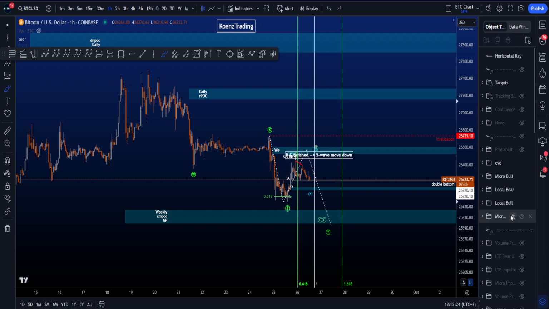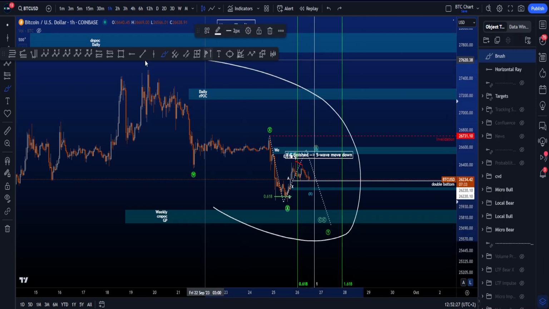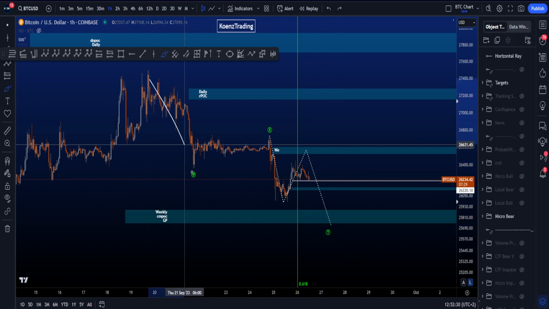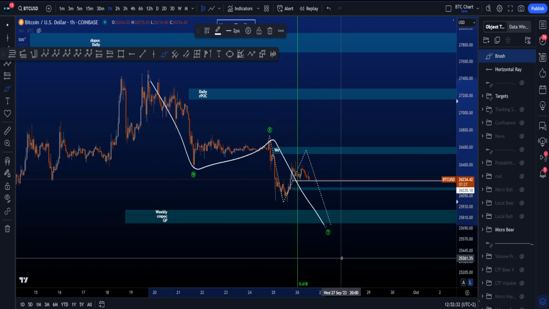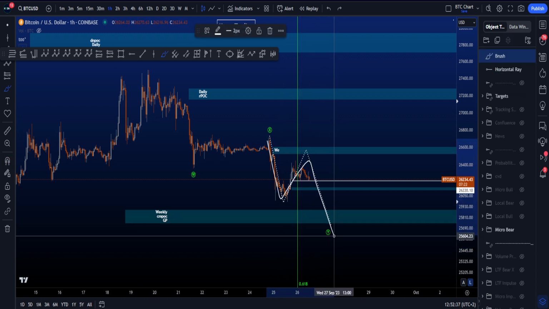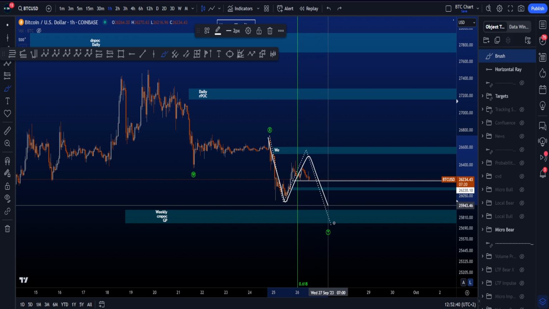Hi everyone, let's go over my micro and local bullish and bearish Elliott Wave scenarios on Bitcoin, starting with the micro bearish scenario where we're looking for an unfinished WXY to the downside, where in this wave Y we are then looking for a zigzag to the downside in a 535.